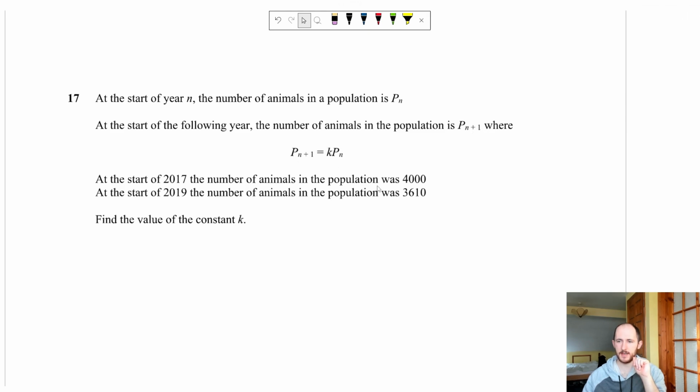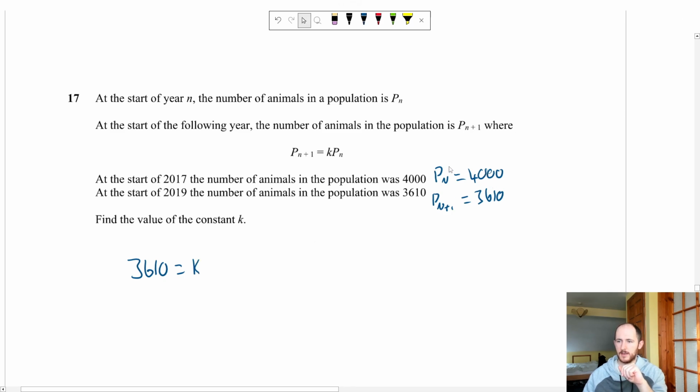So at the start of 2017, the number of animals in the population was 4,000. So I'm going to say that my Pn is 4,000. And then Pn plus 1 is 3,610. So let's write an equation for Pn plus 1 quickly. So that 3,610 is going to equal K times Pn, which is, actually, sorry, one second. That's Pn plus 1 is blank, and then Pn plus 2 is 3,610, because I've just realised that it's 2017 and then 2019, so there's a 2-year gap.